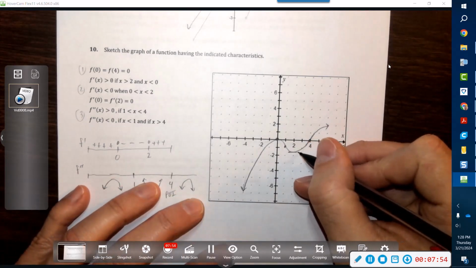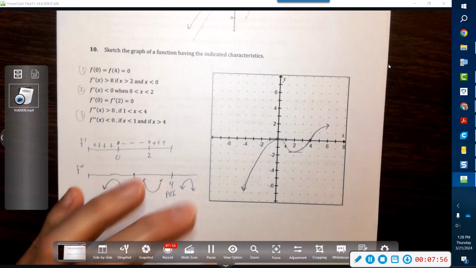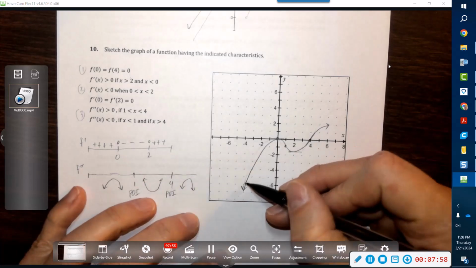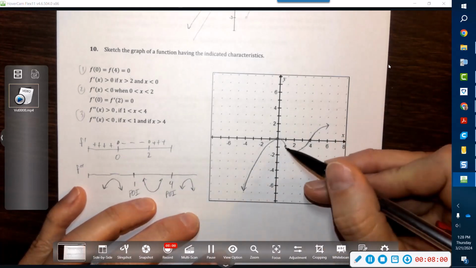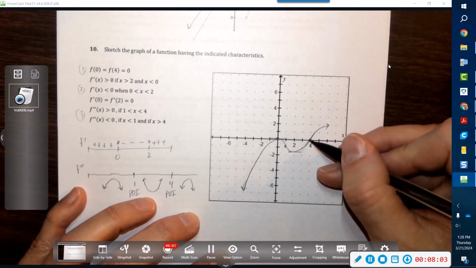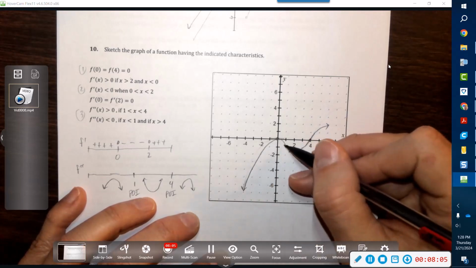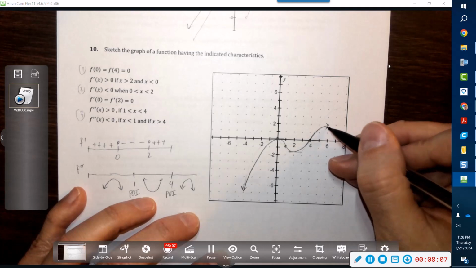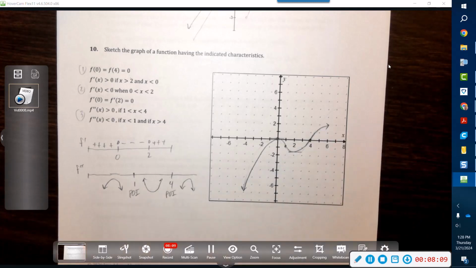Here's where the derivative is 0. Here is where the derivative is 0. And make sure that your concave up is there, concave down is there, and concave down, concave up, concave down. Okay? All right, that's it.